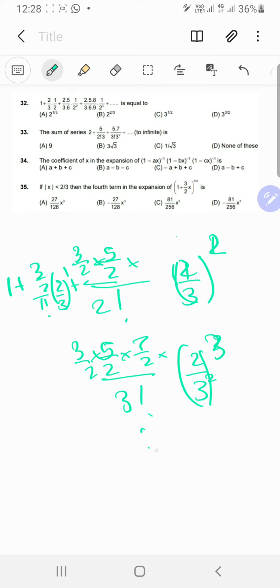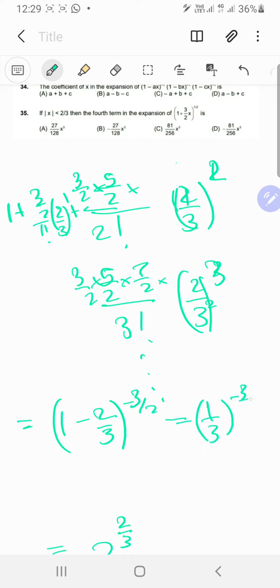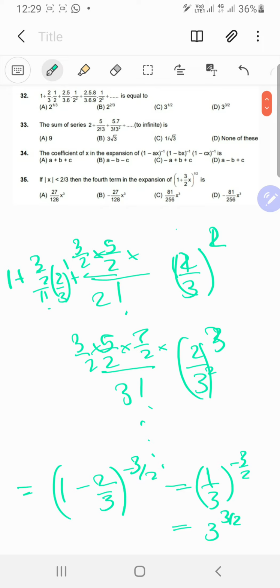But that's actually going to be 1 minus 2 by 3 raised to the negative 3 by 2 power. That makes a lot of sense. Wow, this was tricky, but it was also beautiful. So it's going to be like 1 by 3 raised to the negative 3 by 2 power, which is just 3 raised to the 3 by 2 power. So it's like 9, no wait, 3 square root 3. That's more like it. So yeah, 3 square root 3.